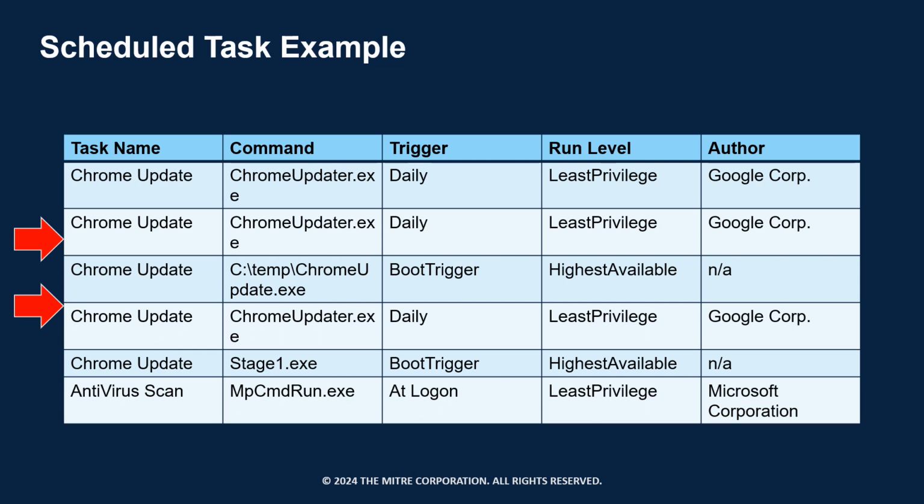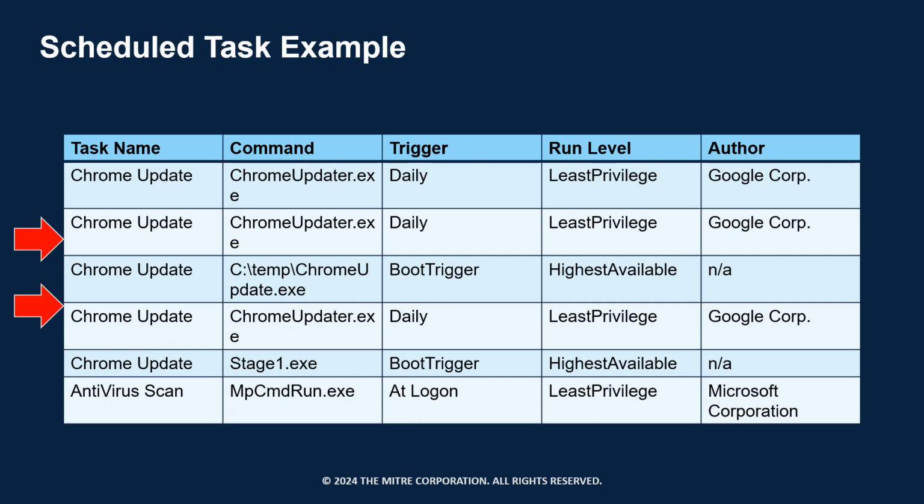This conclusion might be further reinforced in seeing a very similar looking task, except it's running a different command, stage1.exe. This certainly looks more suspicious than the other Chrome update.exe. It may even give us an indication of what this malicious Chrome update.exe really is. Perhaps this name was a mistake on the part of the adversary. They forgot to rename their executable.